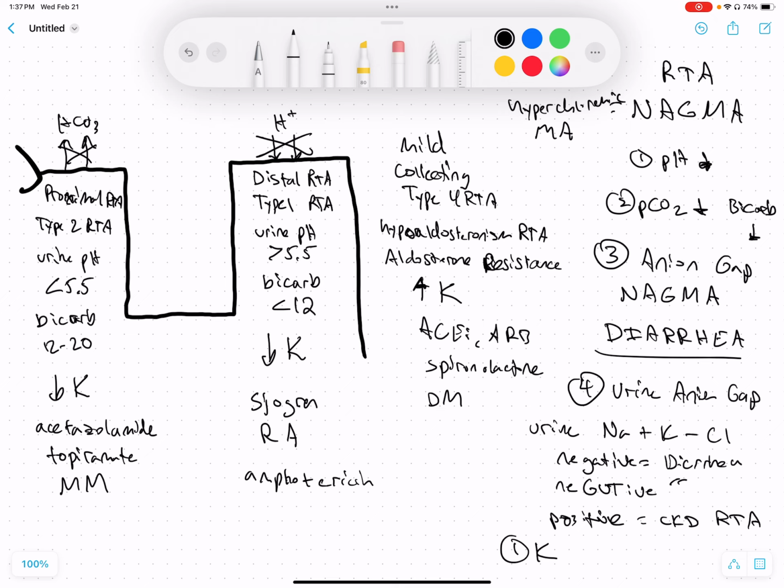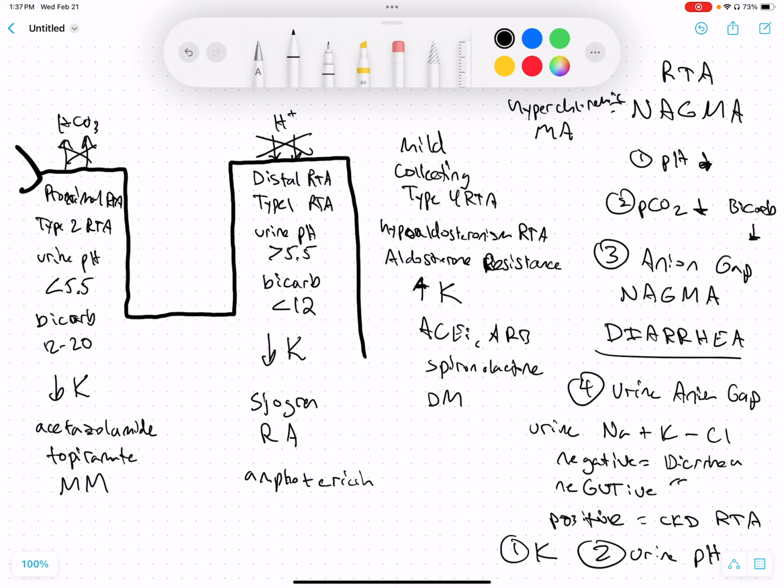And number two, you're going to look at the urine pH. That's how you're going to differentiate between type 1 RTA, which will have a high urine pH, and type 2 RTA, which will have a low urine pH. But how am I going to apply this clinically? Clinically, you're not going to see the RTAs. Maybe you'll see the type 4 RTA because somebody has long-standing diabetes, they're on an ACE inhibitor, they're on an ARB, but the acidosis will be so mild it won't matter at all.